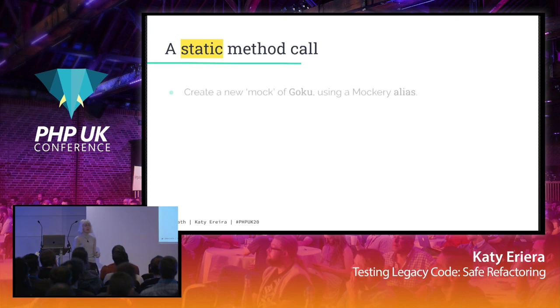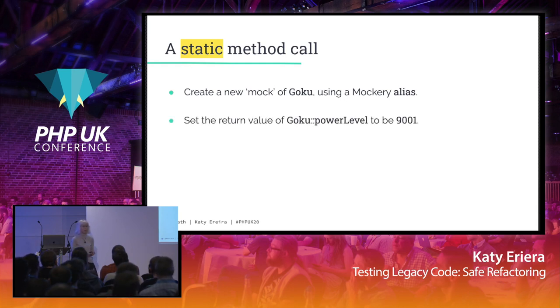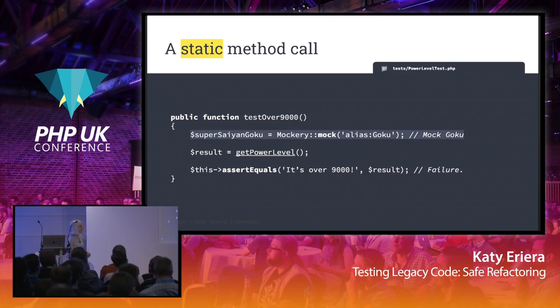So how do we deal with this kind of scenario? We're going to create a new mock Goku using Mockery aliasing. I'll explain that in a minute. We're going to force the return value of Goku's power level to be 9,001, which is indeed over 9,000. And we're going to have to run our tests in separate processes. It's kind of a weird thing. I'll explain in a minute.